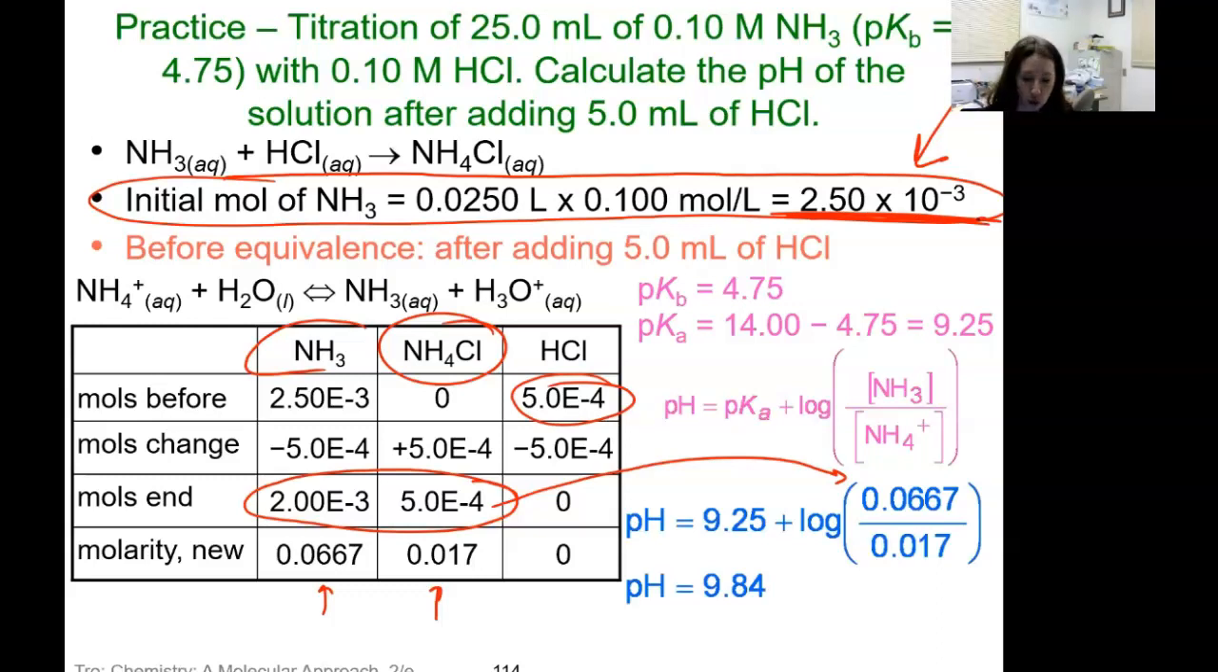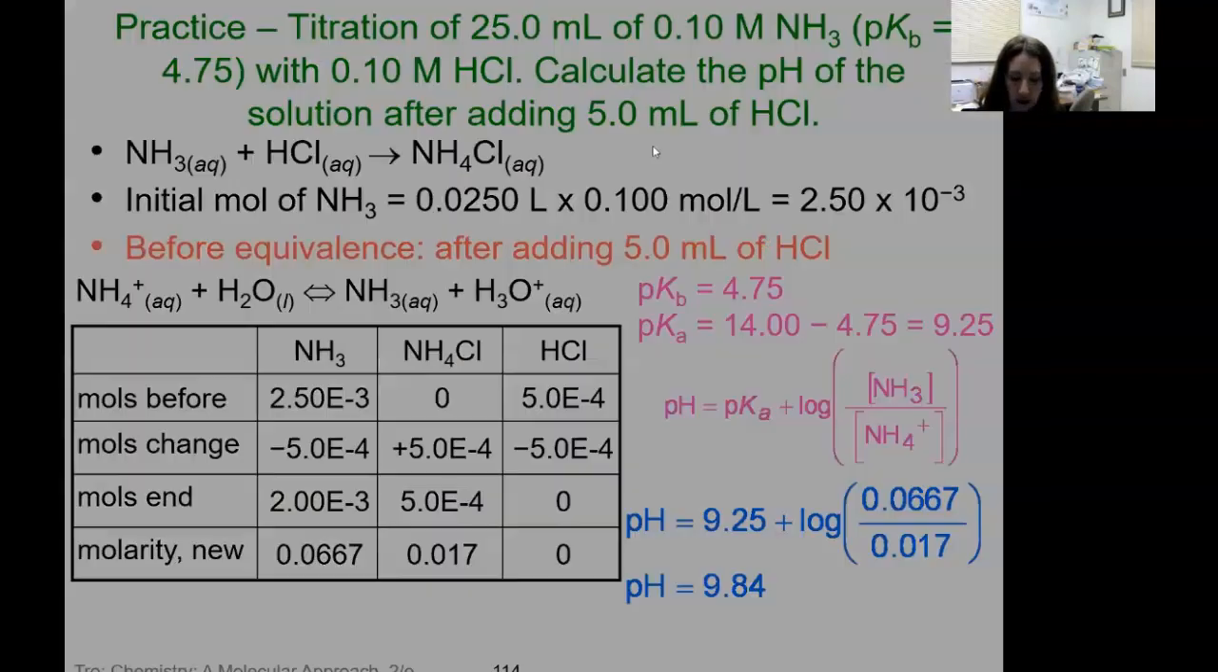Before the equivalence point, we ended up with a Henderson-Hasselbalch because we had our weak base and our conjugate acid. And again, if you don't want to put this, you could have just done it like this too. Whichever one you want is fine.